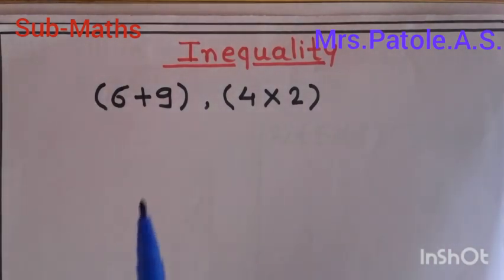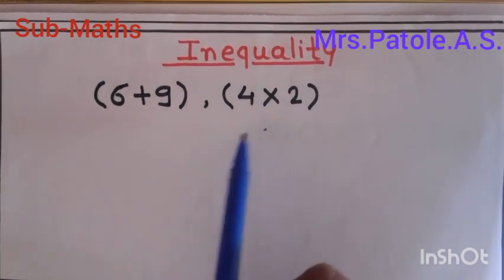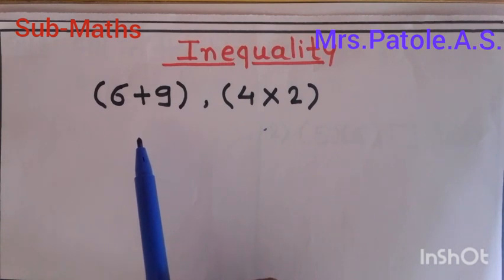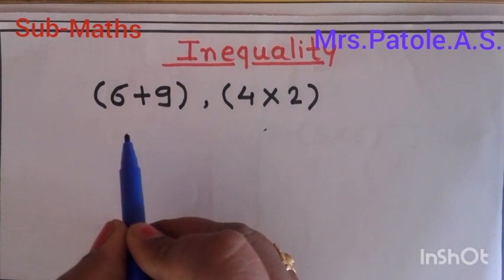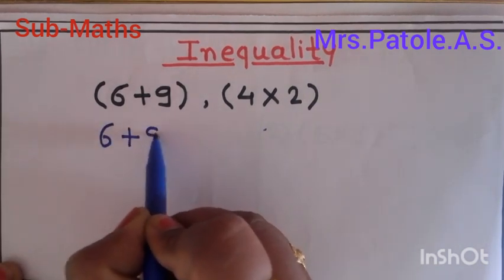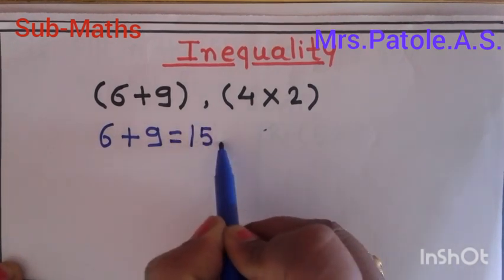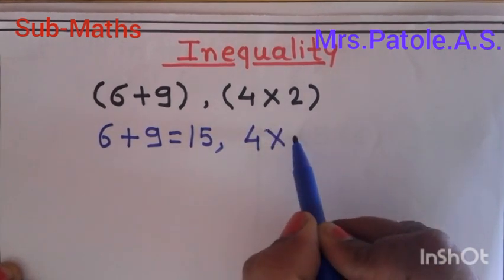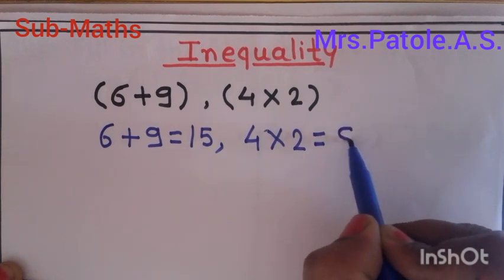Here we have given two expressions. First we have to find out the values of these two expressions. The first expression is 6 plus 9. We get the answer 15. And the second expression is 4 into 2. We get the answer 8.